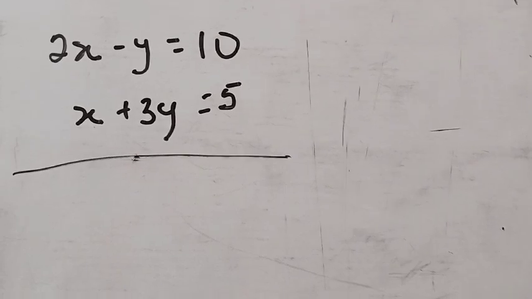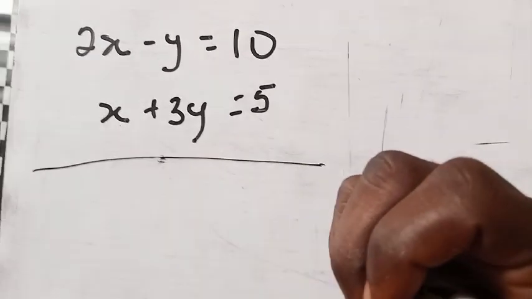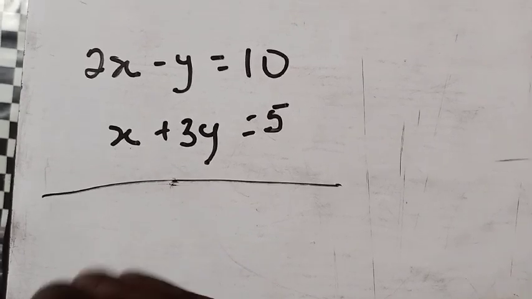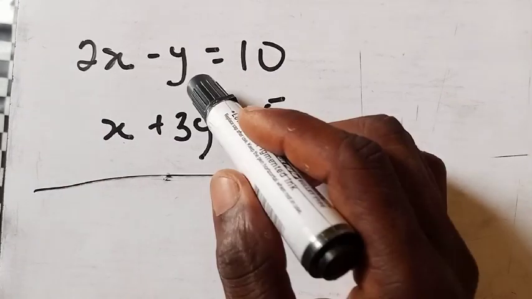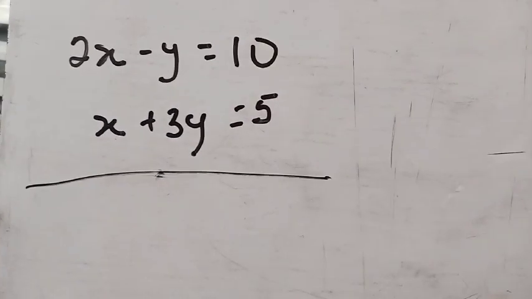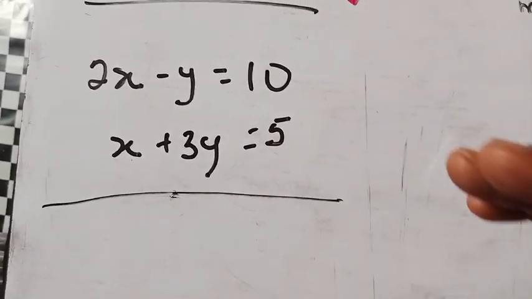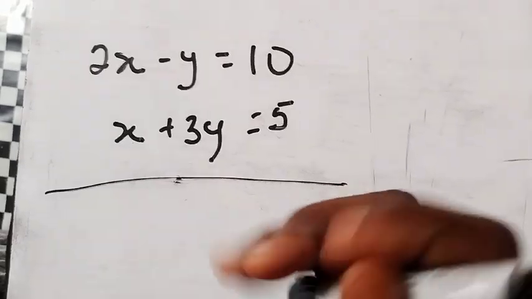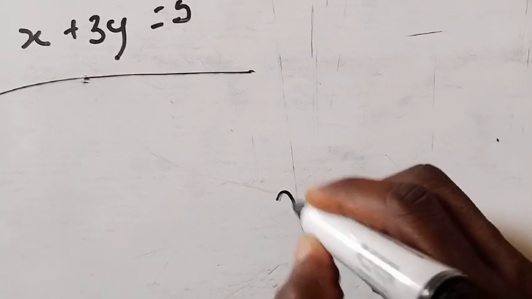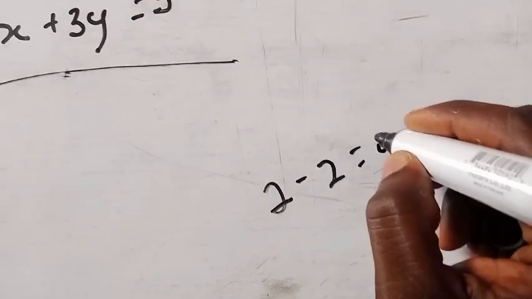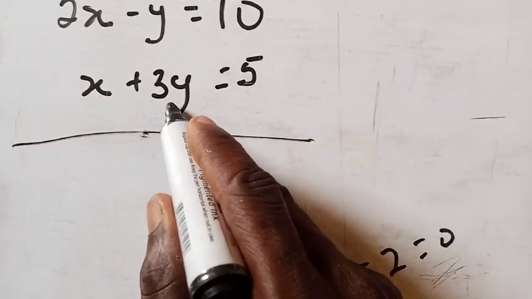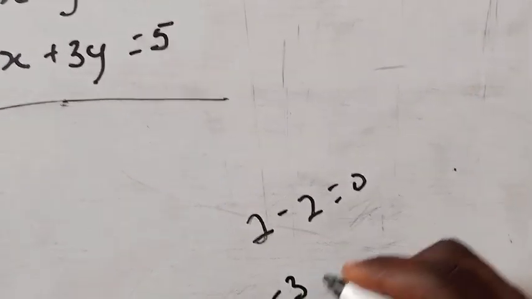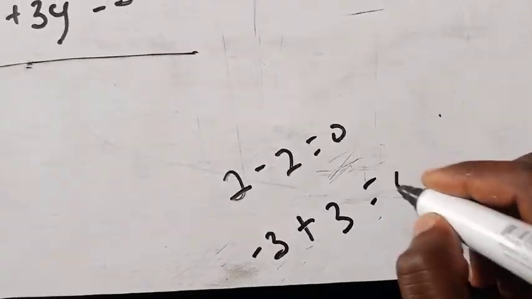So the first step here is to choose the variable that you want to eliminate. Is it the x that you want to eliminate or the y? You have to make sure that you are going for strictly one variable, right? If you want to eliminate the x here, then 2 minus 2 is going to be equal to 0, and here we also have a 3. This is a positive, this is a negative. So what will happen if you have negative 3 plus another 3? That is also equal to 0.